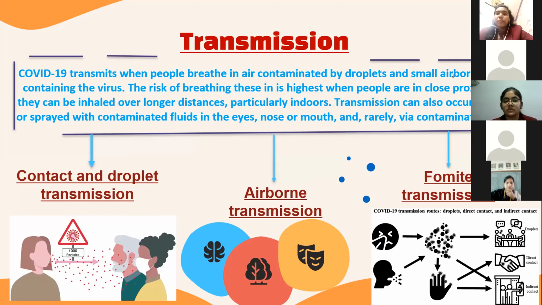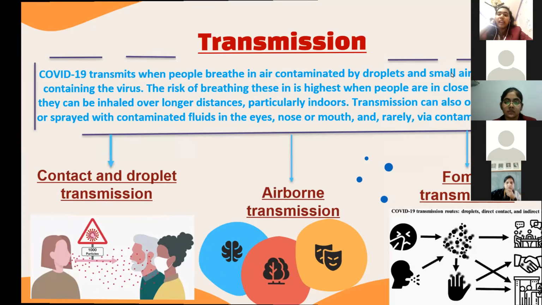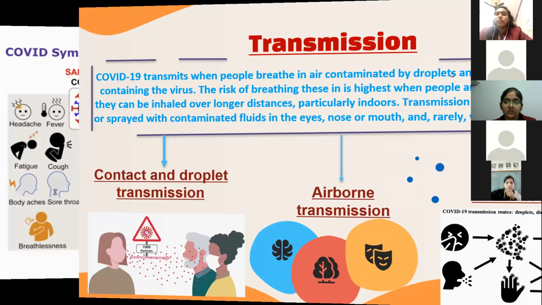COVID-19 transmits when people breathe in air contaminated by droplets and small airborne particles containing the virus. The risk of breathing these is highest when people are in close proximity, but they can be inhaled over large distances, particularly indoors. Transmission can also occur if splashed or sprayed with contaminated fluids in the eyes, nose, or mouth, and rarely via contaminated surfaces. Transmission can occur in 3 ways. First, contact and droplet transmission. Second, airborne transmission. And third, fomite transmission.